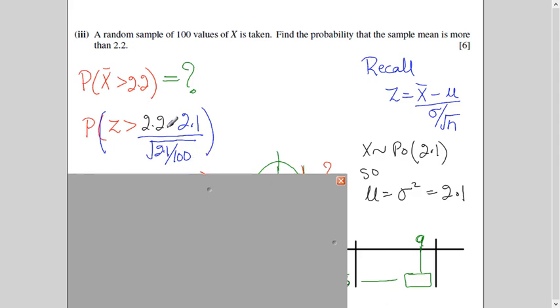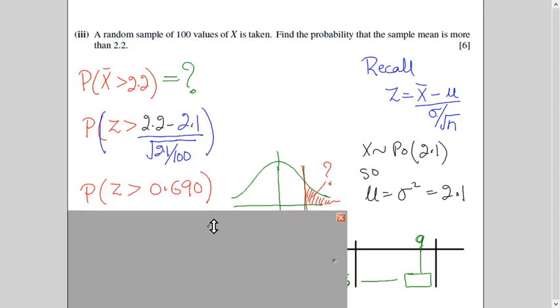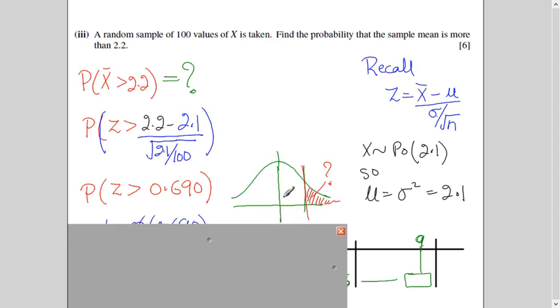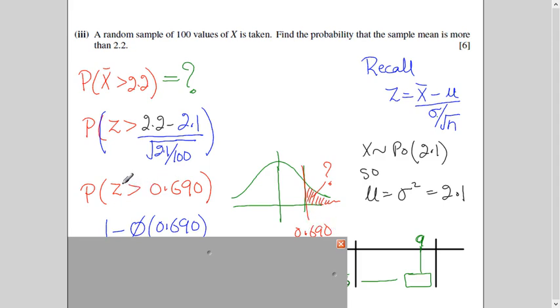So first of all, to calculate the probability, I need to change this sample mean into z so that I can read the table, right? So I'm writing 2.2 minus 2.1. I'm just substituting values here in the formula, and mu and sigma I'm picking up from here, right? So I have substituted the values and now I'm calculating it. So it will give me 0.690. So graphically, if you see, this part is 0.690.